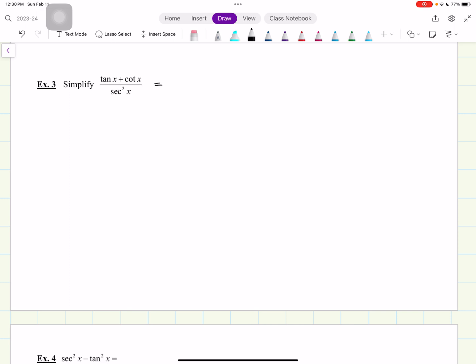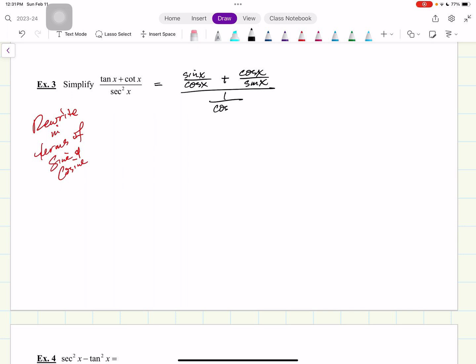You have to rewrite in terms of sine and cosine. Okay, so here we go. It's going to be a complex fraction, but don't worry about it. So sine x divided by cosine x plus cotangent, which is cosine x divided by sine x, all divided by secant x, which is 1 divided by cosine squared x. And yeah, it looks gnarly, but it's okay.